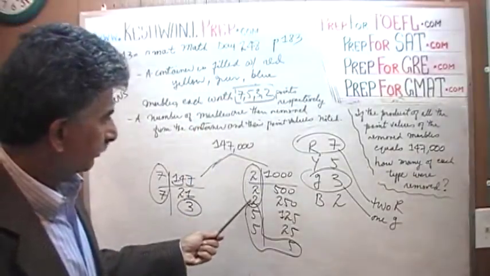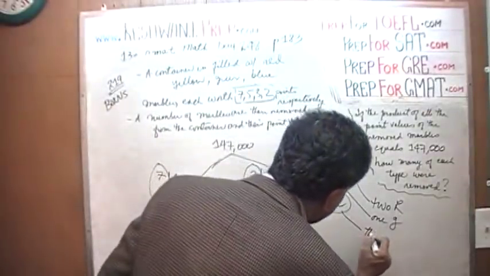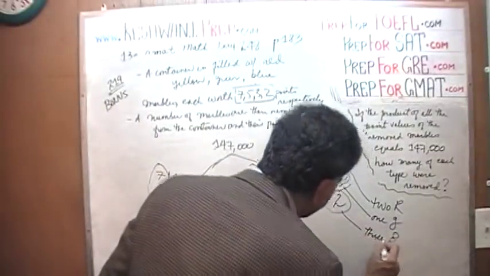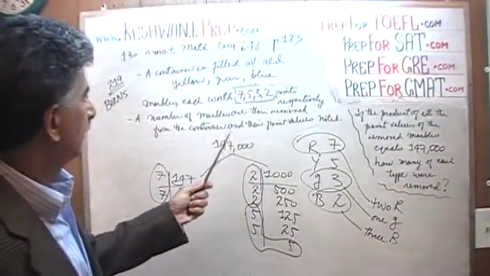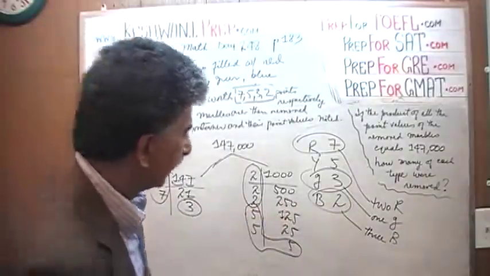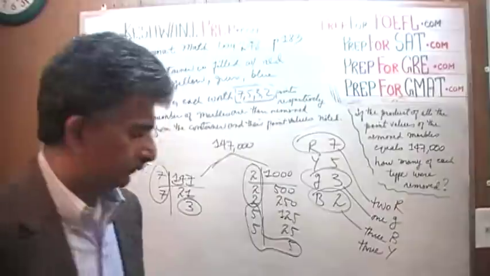I see 3 twos. Twos are blues, so we must have had 3 blues. And finally, I see 3 fives, and fives are yellow. That's it, we are done.